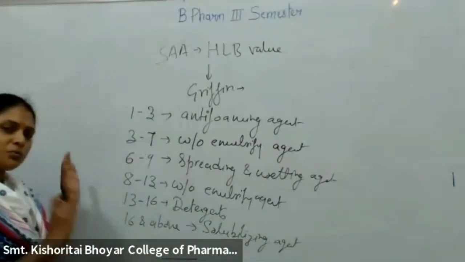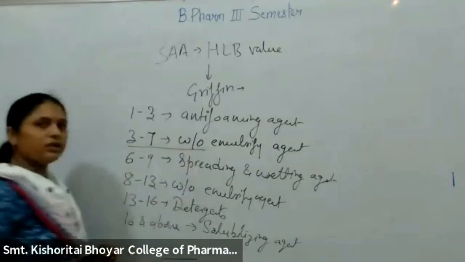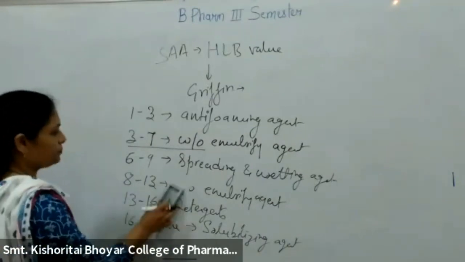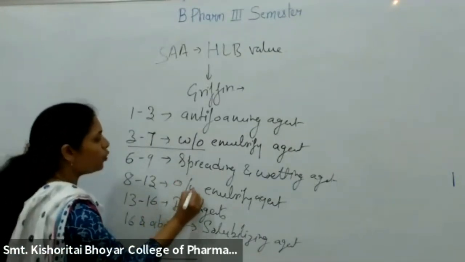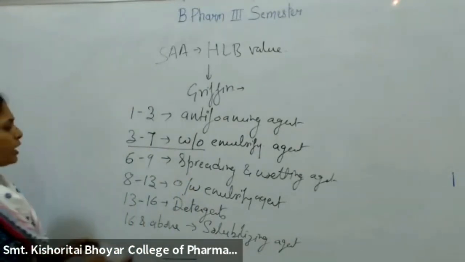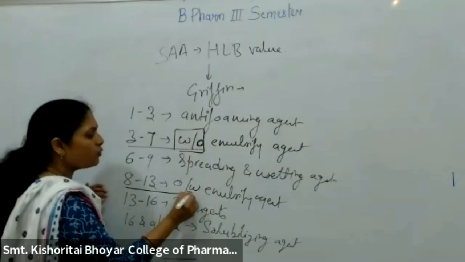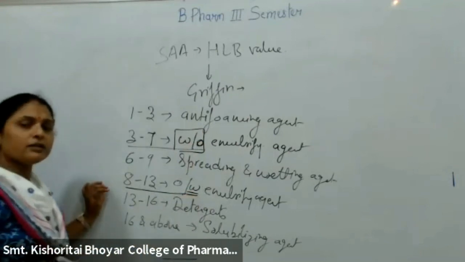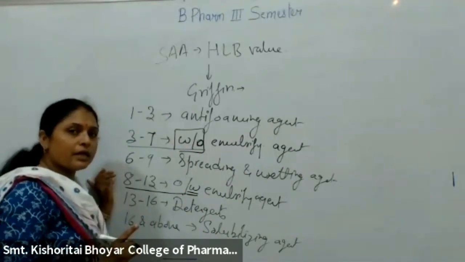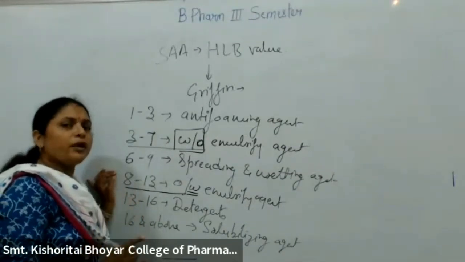Okay. अगर यहाँ पे कुछ समझ में नहीं आ रहा तो एक चीज आप compare कर सकते हैं, that is the value 3 to 7, it is used as a WO type of emulsifying agent, and 8 to 13, it is used as an OW type of emulsifying agent. Now, here oil is a continuous phase and here water is a continuous phase. Surfactant या surface active agent जब हम use करते हैं emulsions में, we use on the basis that वो continuous phase में dissolve होना चाहिए. जो आपका dispersion medium होता है उसमें dissolve होना चाहिए.